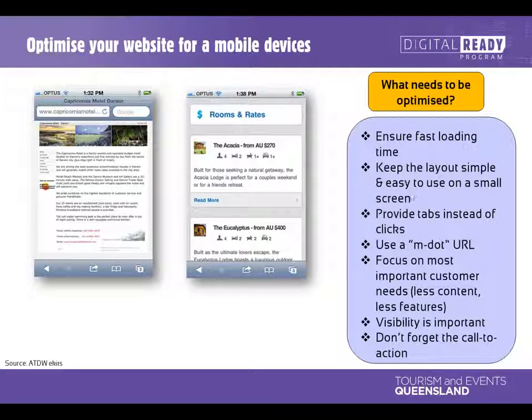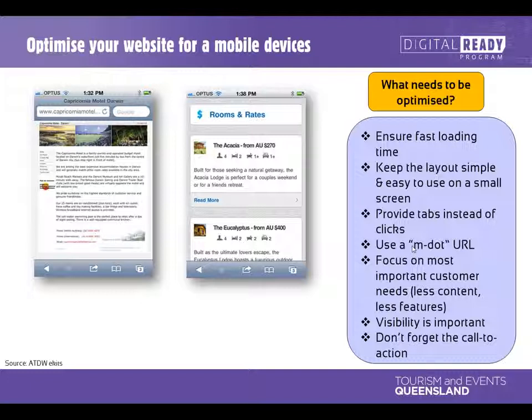That is really important. As I said before, provide taps and not clicks, because the customer is using a finger. We need to make sure that they can easily use the finger to click on things to navigate on your website. Also, use an m.url. For example, your normal website is www.yourdomain.com.au. A website optimized for a smartphone would be m.yourdomain.com.au. So the server will automatically display the right version for the right device. It's not up to you to decide. You don't have to take care of that.